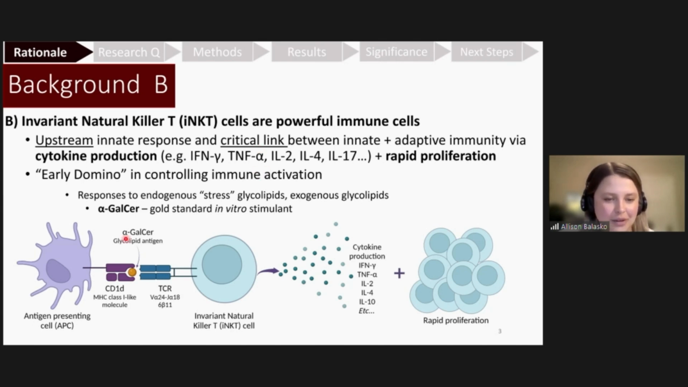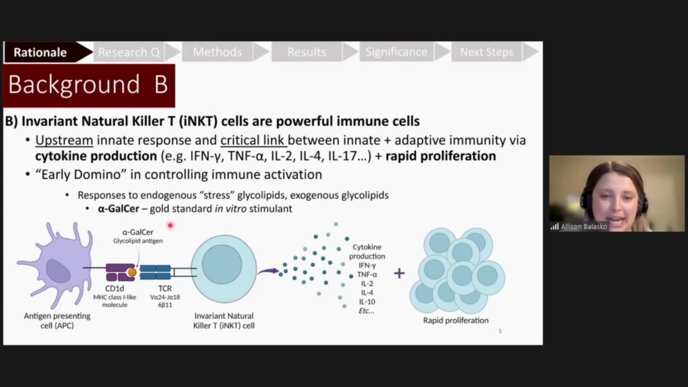So basically, you can see down here, here's an iNKT cell. It's being activated by an antigen-presenting cell. This antigen-presenting cell is presenting their glycolipid antigens. They can be exogenous or endogenous. They basically stimulate these iNKT cells through presentation of this antigen. And then this iNKT cell produces cytokines, so messenger molecules, as well as proliferates rapidly. And you'll see this thing called alpha-gal SARE that I talk about in my assays.